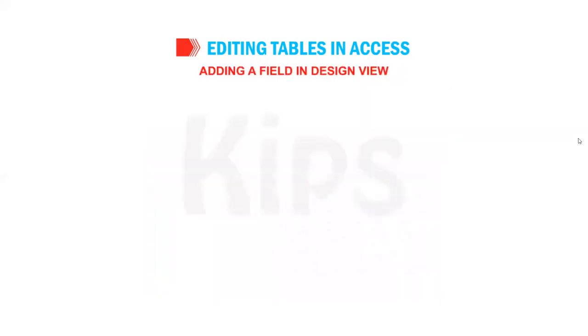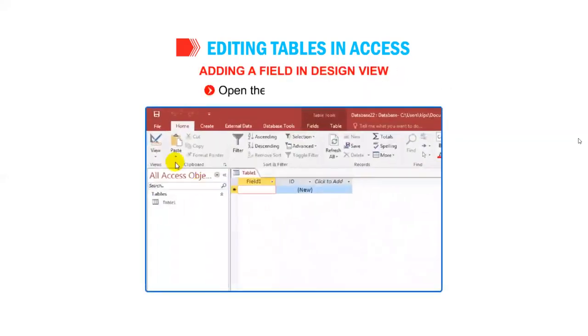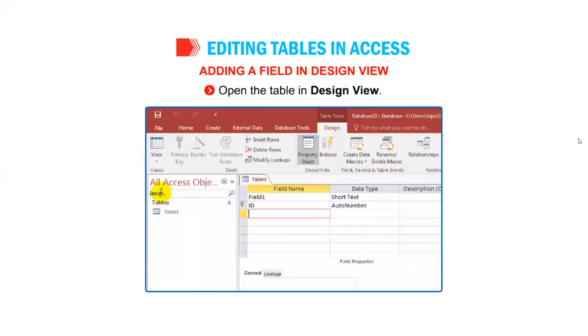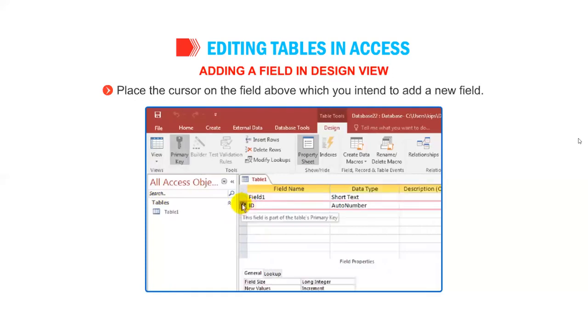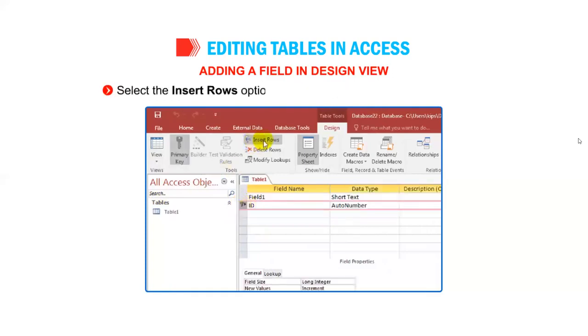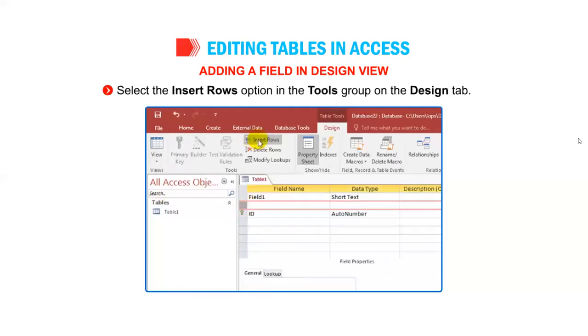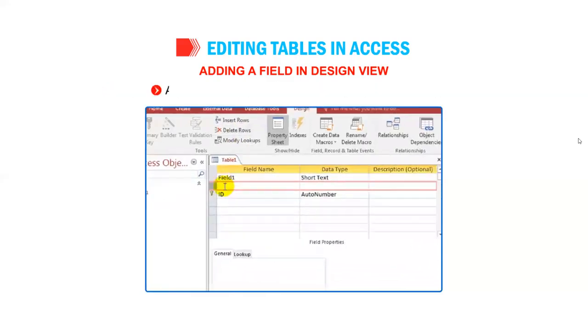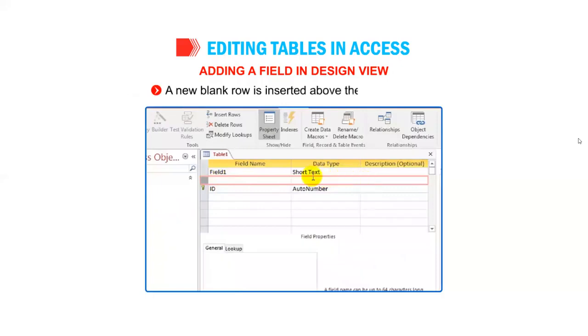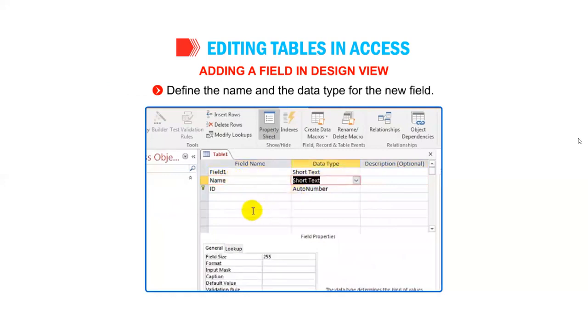Adding a field in Design view. Open the table in Design view. Place the cursor on the field above which you intend to add a new field. Select the Insert Rows option in the Tools group on the Design tab. A new blank row is inserted above the selected field. Define the name and the data type for the new field.